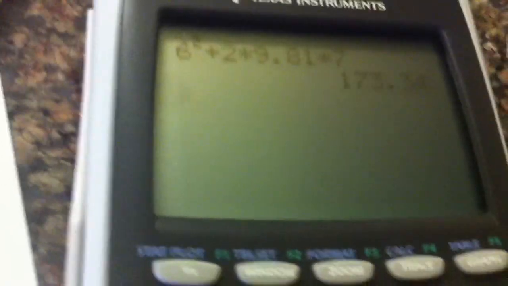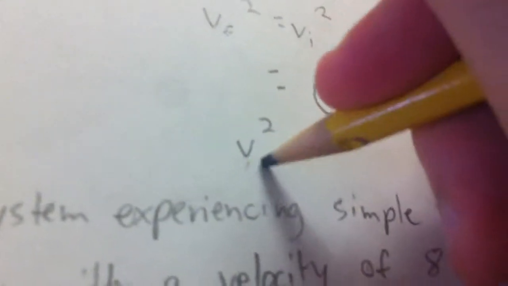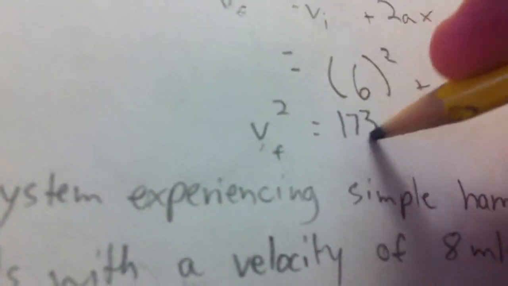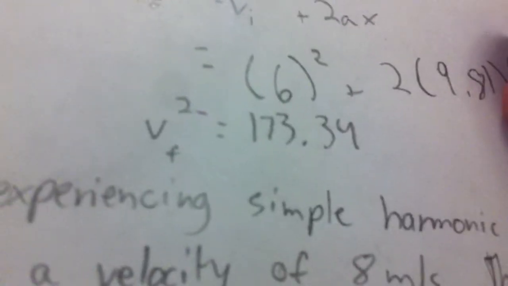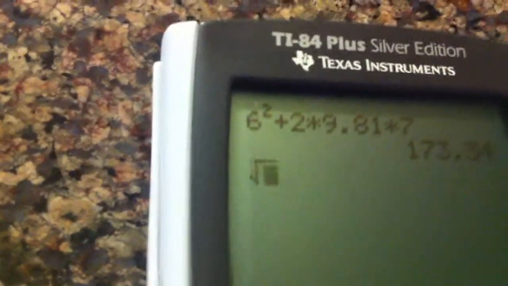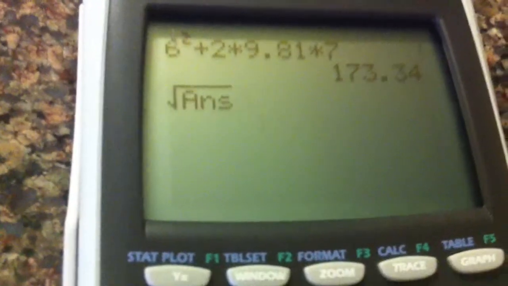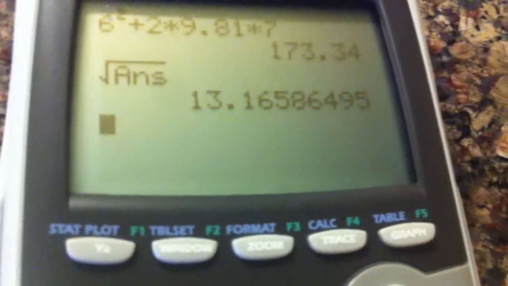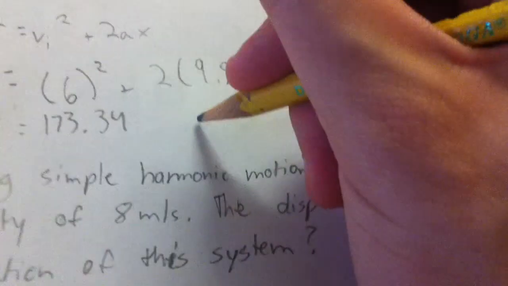Alright, that looks good. We get 173.34. Now I just need to take the square root of that number to get the final velocity. And we get 13.17 for our final velocity. I'll put that right here.